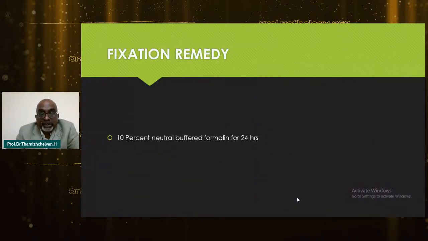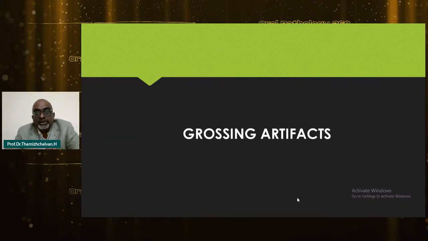So how do we go about it? It's always better to recommend keeping the tissue in 10% neutral buffered formalin for 24 hours, and not to proceed with any processing before 24 hours, and always use a fresh disposable blade for any new specimen.